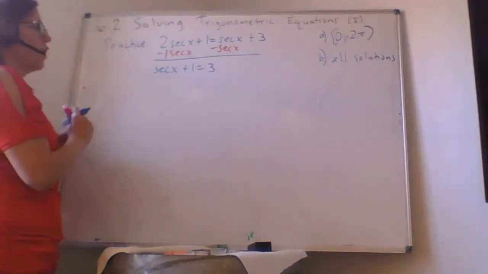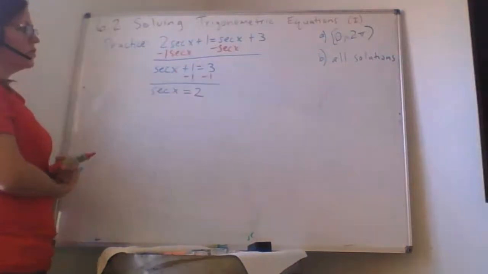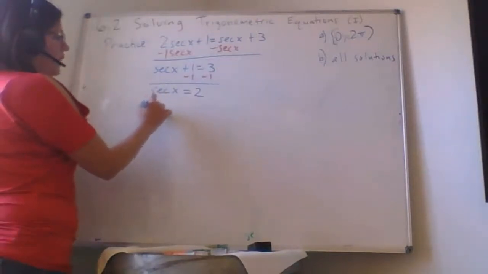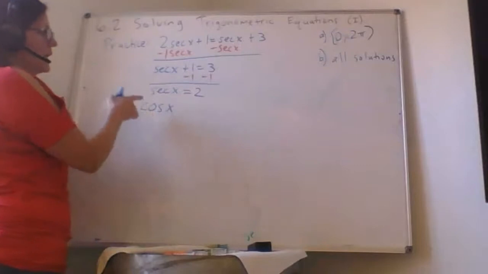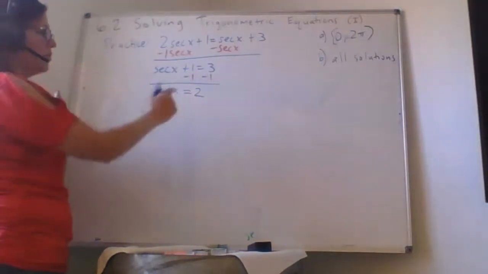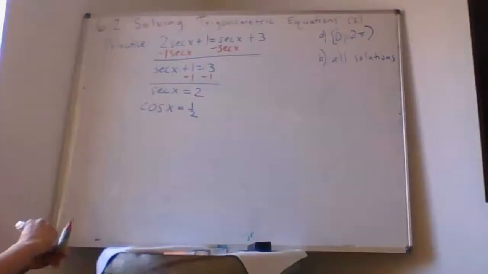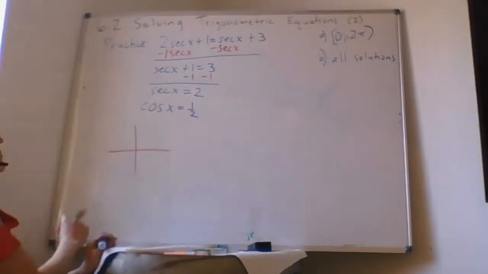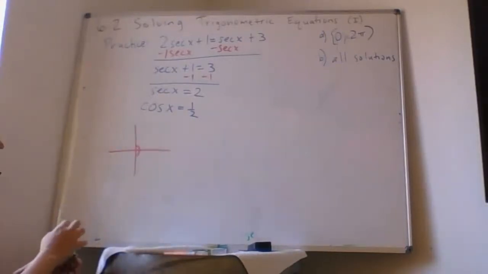Now subtract 1 from both sides. So we get secant x equals 2. Converting this into a cosine, we can use the reciprocal identity. Since secant x is 2, cosine x must be the reciprocal, or 1/2. Now we are ready to go to our unit circle or triangles. Cosine x is positive in quadrants 1 and 4.